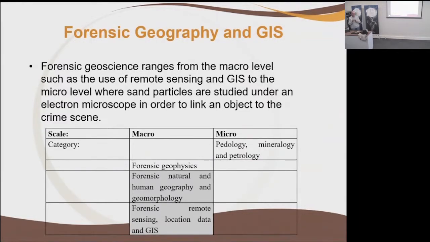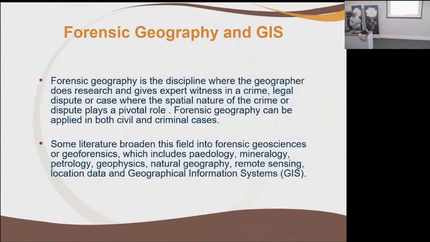You can identify it as a thumbprint, so the soils are unique. The soil characteristics can change within 1 meter from where I'm standing now, and if I go there, it's different. So soils are like fingerprints, and you can use that for connecting poachers to poaching sites and so forth. So forensic geography is from macro scale right down to micro scale. And that's the realm that we work in.